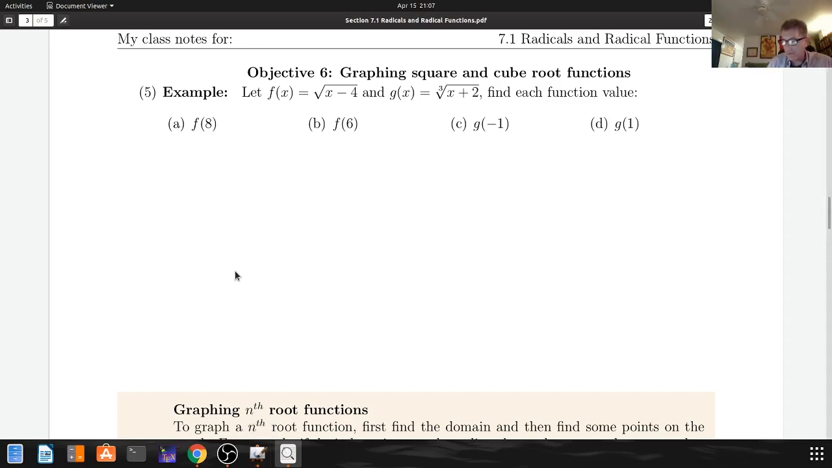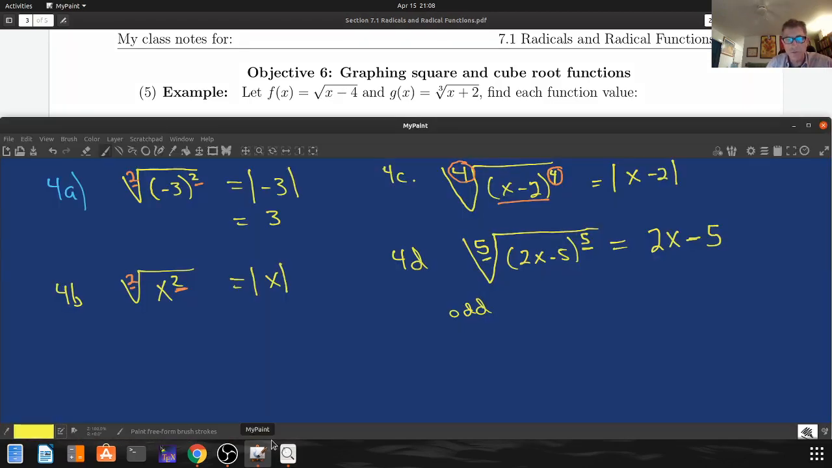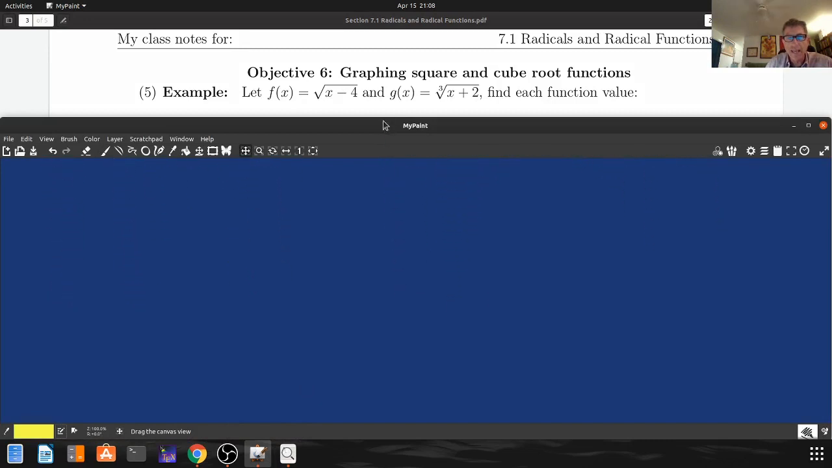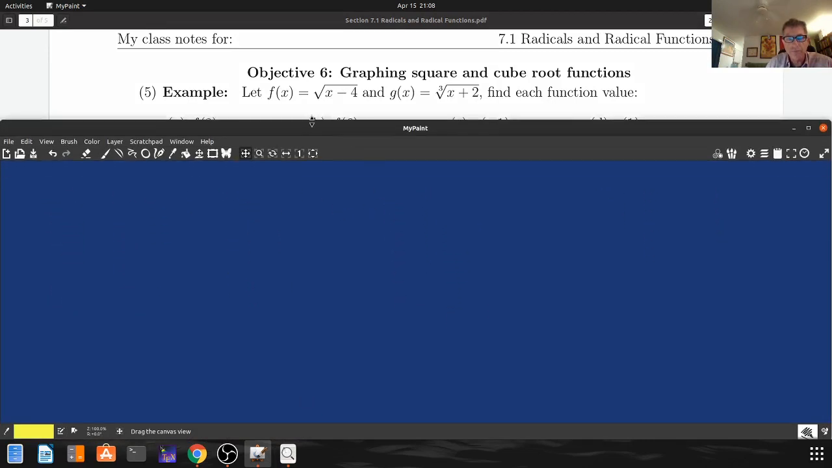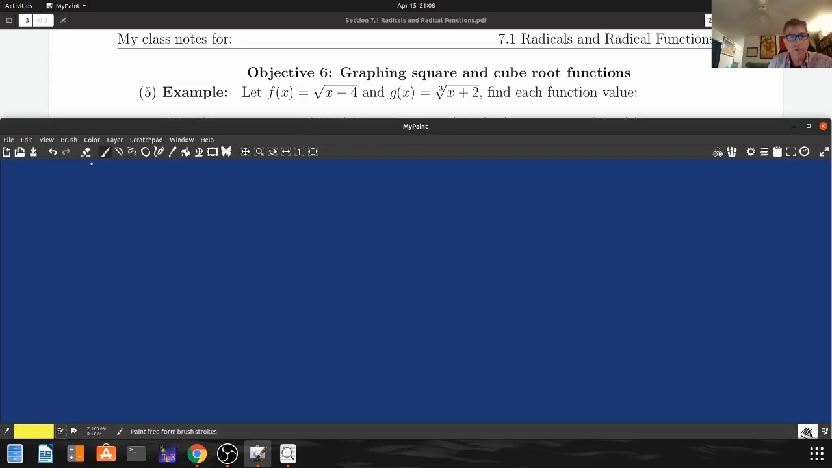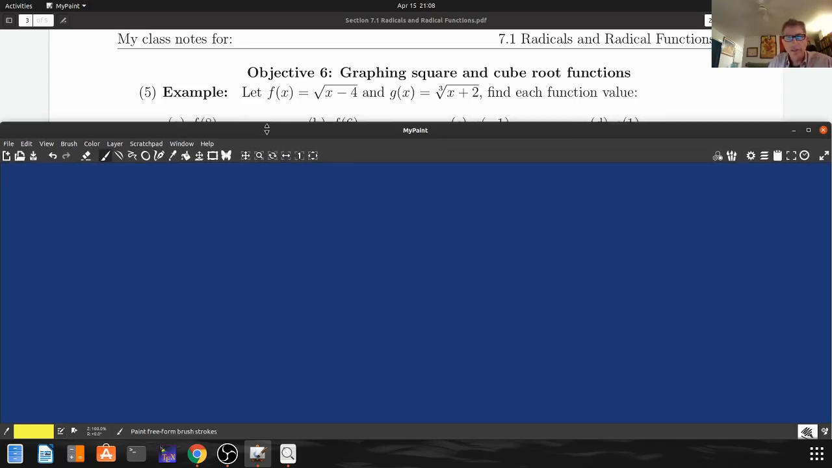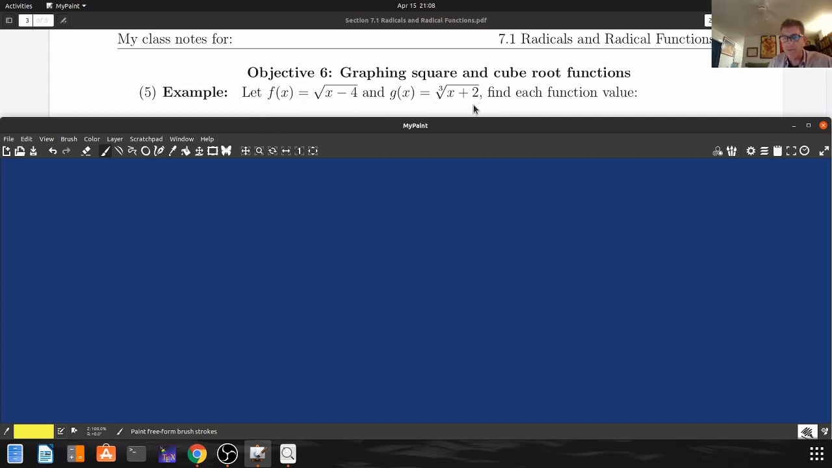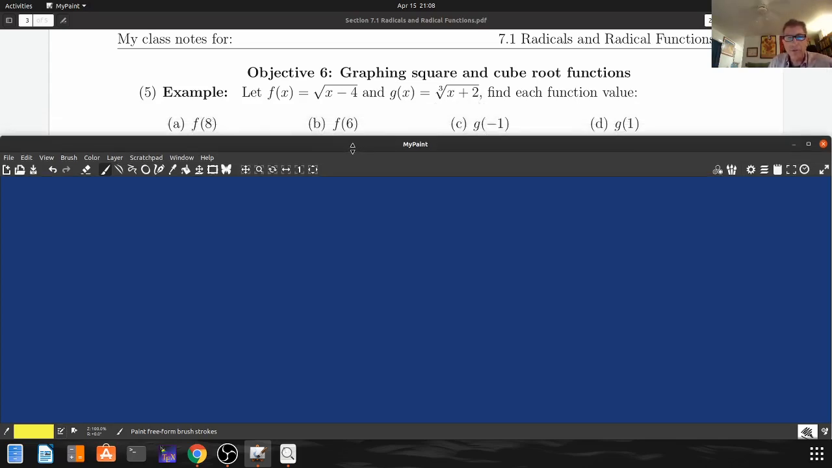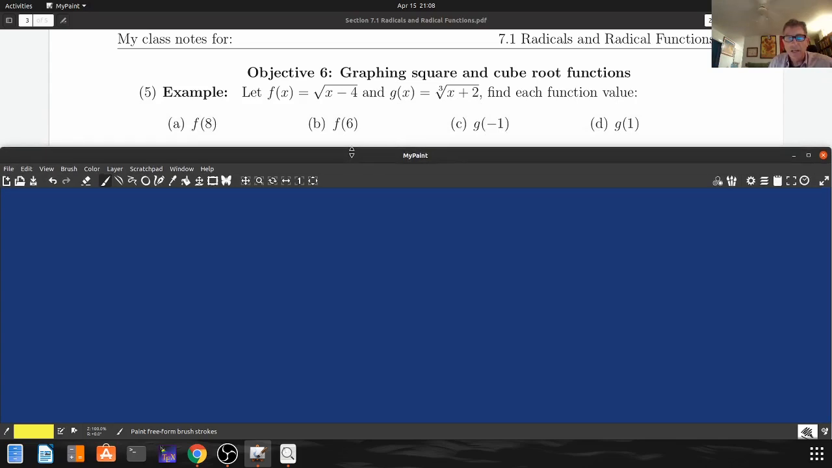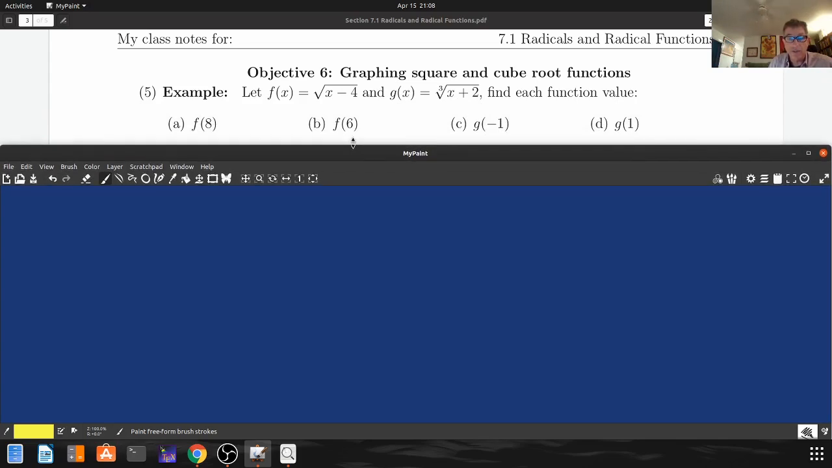So here we're having functions. Notice here, f of x would not be a function if we weren't always taking the positive root of x minus 4. So the first thing we're going to do is find the domain of both of these functions, but then we're just going to evaluate them at a given value. And the values that we're given are already in their domain.